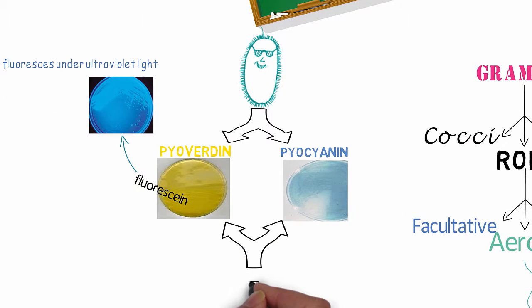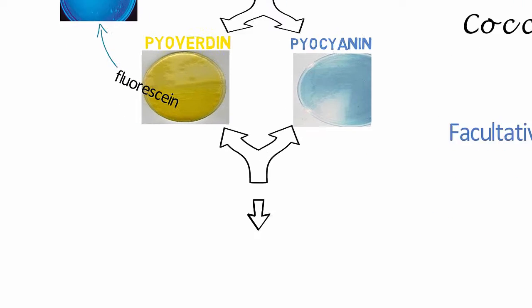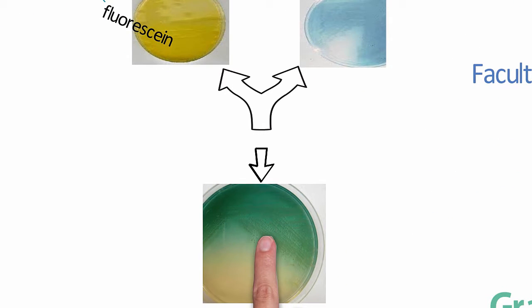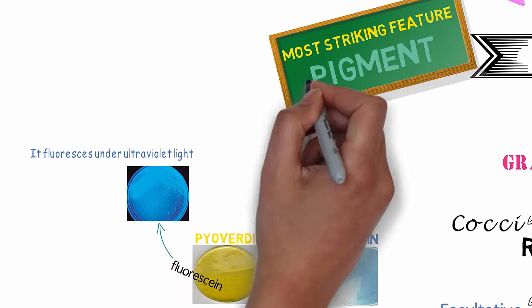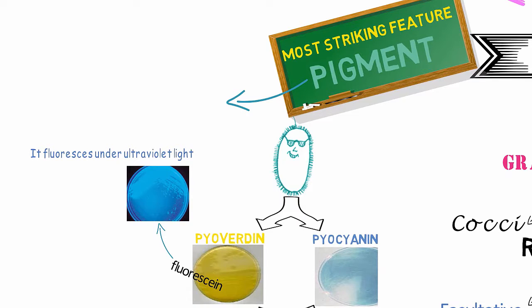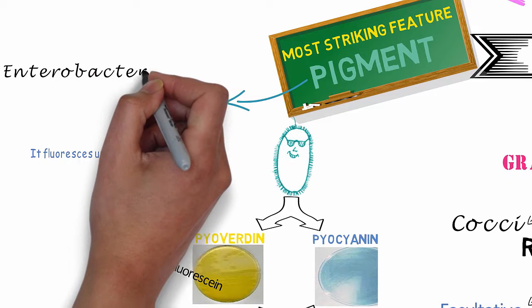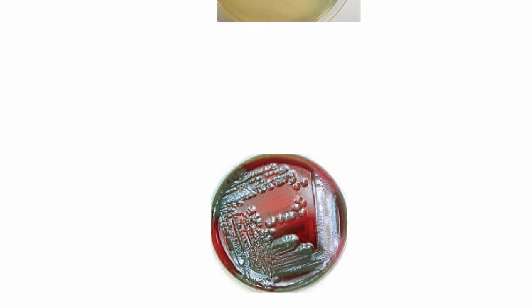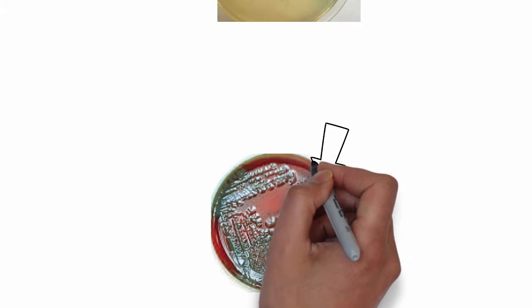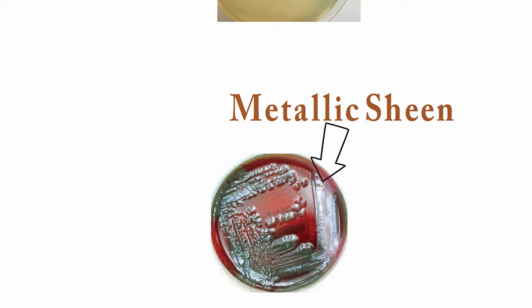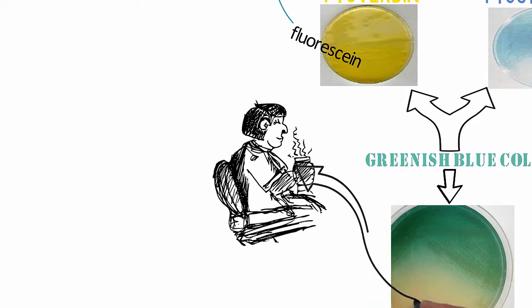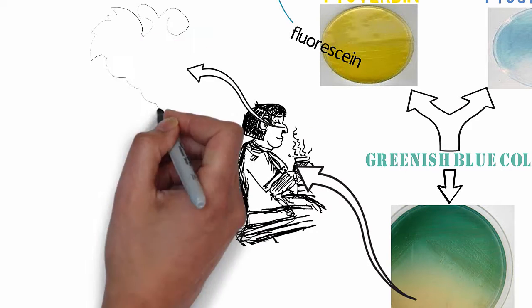Pyocyanin and pyoverdin, when combined together, produce a bright green color that diffuses throughout the medium. This striking feature of Pseudomonas also differentiates it from other gram-negative enterobacteria. The growth of Pseudomonas aeruginosa on a medium has a characteristic metallic sheen, and it emits an intense fruity odor, like the smell of grapes.